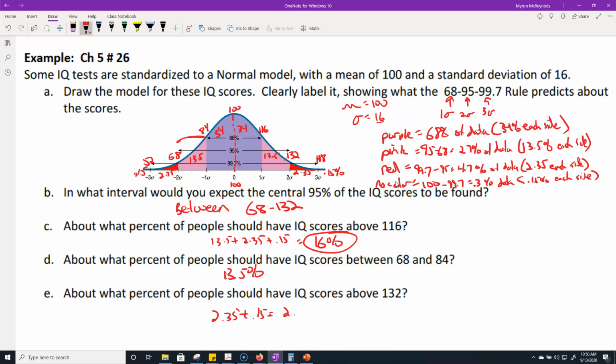And that is 2.5%. But let me show you another way you could have gotten it. Because 132 is at the 2 standard deviation mark, and 95% of data is between here and here, between 68 and 132, which means 5% of the data is on the outside, which is 2.5 in each direction. 2.5% would be above 132, 2.5% would be below 68. See, that adds up, 2.35 plus 0.15. So that is number 26 from chapter 5.